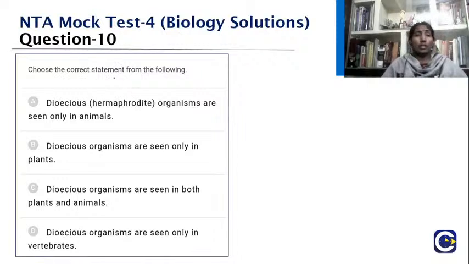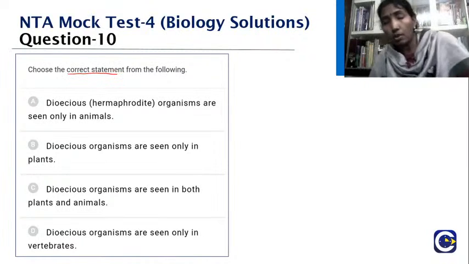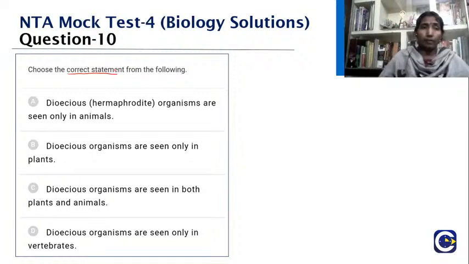Now we will see, choose the correct statement from the following. So we have to find the correct statement. Yes, very good students, you're participating very well. Dioecious organisms are seen only in animals. Dioecious organisms are seen only in plants. Dioecious organisms are seen in both plants and animals. Dioecious organisms are seen only in vertebrates.